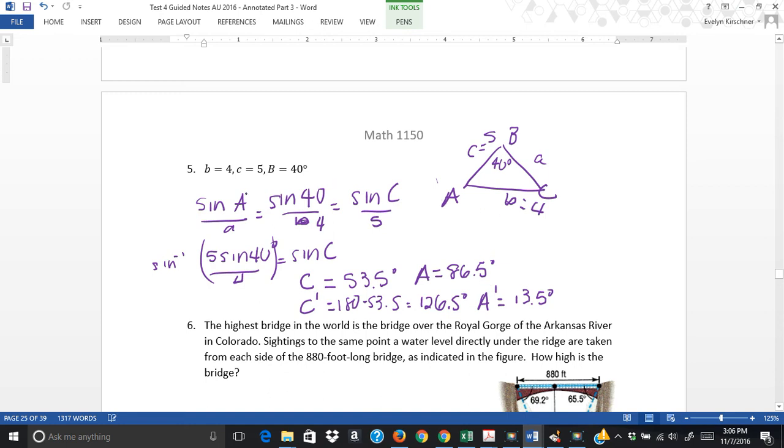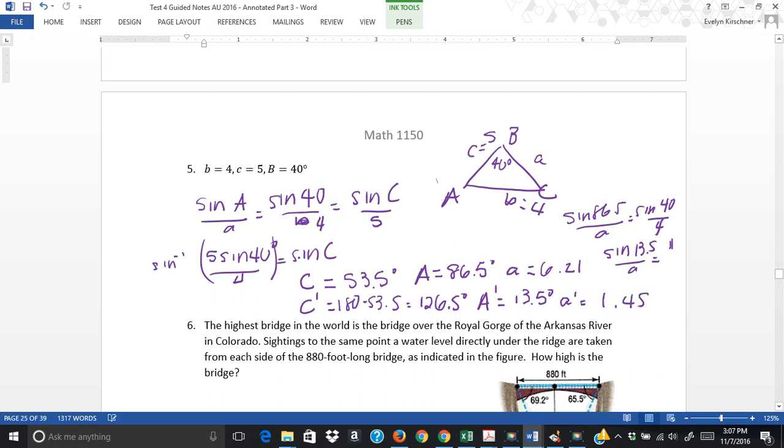Now I can plug it back in, so I either have sine of 86.5 over A is sine of 40 over 4, and that gives me a little a, if I plug that in, of 6.21. Or I can say that sine of 13.5 over A equals that sine of 40 over 4, and that gives me a little a prime of 1.45.